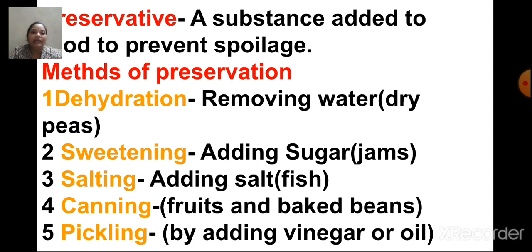Pickling by adding vinegar or oil. Various things like we have the pickle of mango, we have the pickle of lemon. Pickles of various vegetables are made by this method and they can be preserved for a long period of time. As you know, the pickles you make once at home can be eaten for 2 or 3 years or even more than that if kept in a proper way.